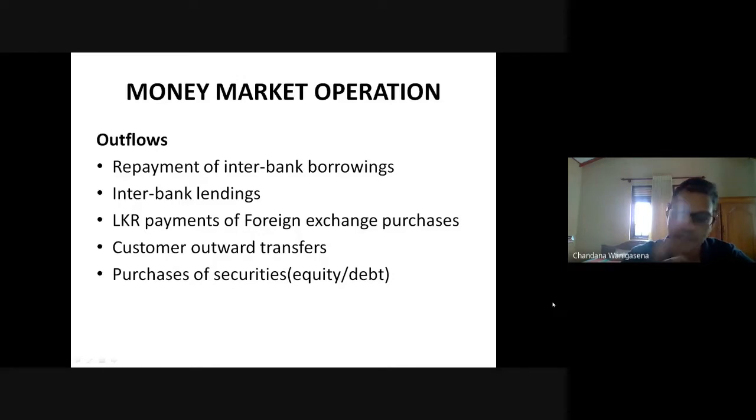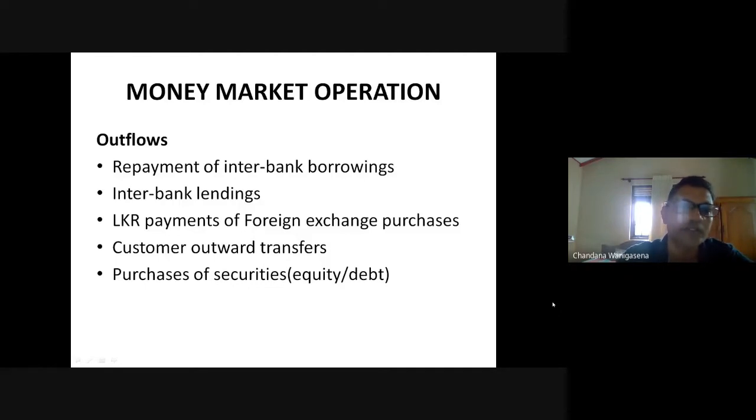Just the opposite of inflows are outflows. So repayment: if we borrow something and pay back our borrowings, cash is going out of our pockets, our bank treasury. That's the outflow. Then interbank lending: maybe one bank in the money market is short, so we probably give them a loan. In that scenario, cash will go out of our stream. So that's again a cash out.